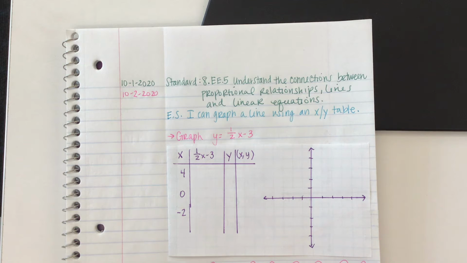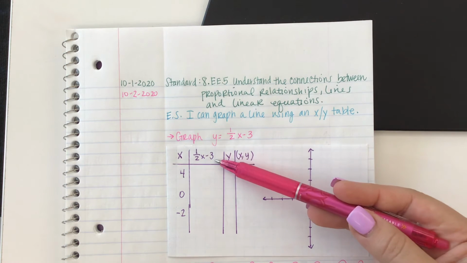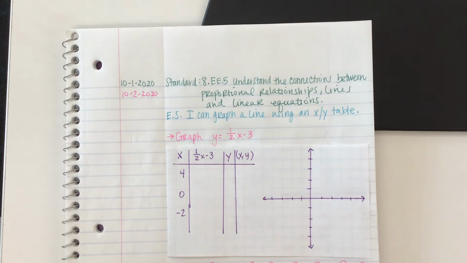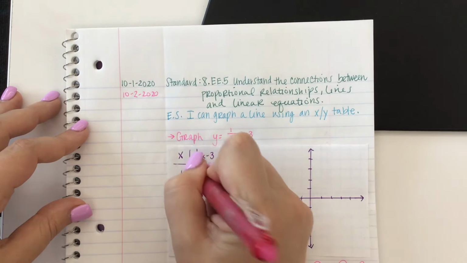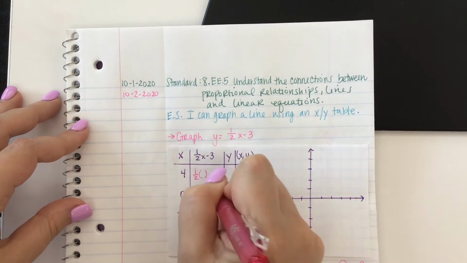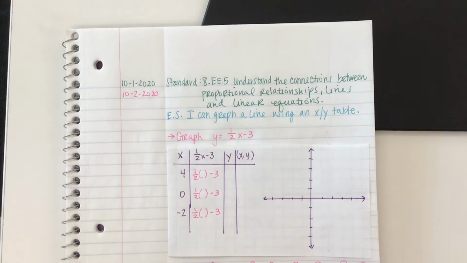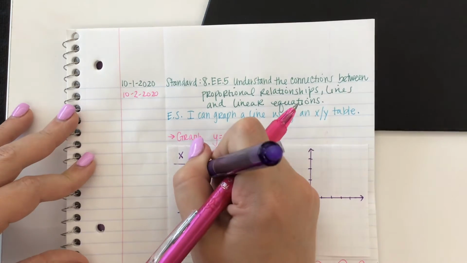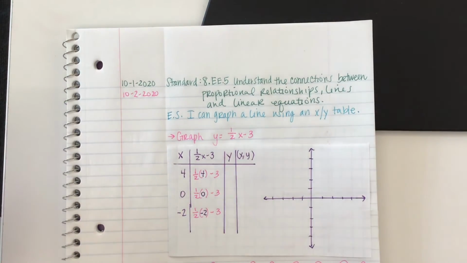So step one was to write the equation, which I already did up here because we know that that is where our work and our equation goes. Okay, step two is to replace the x with parentheses. So I'm going to go ahead and do that. 1/2 parentheses minus 3. 1/2 parentheses minus 3. Okay, and then we need to plug in our x values. So we have 4, we have 0, and we have -2.